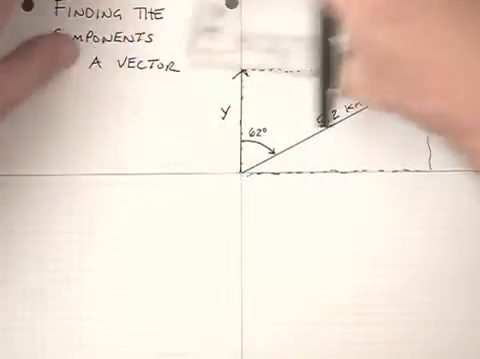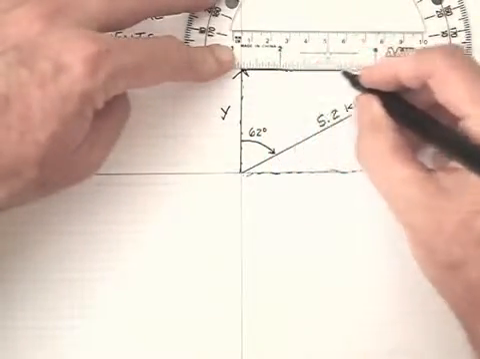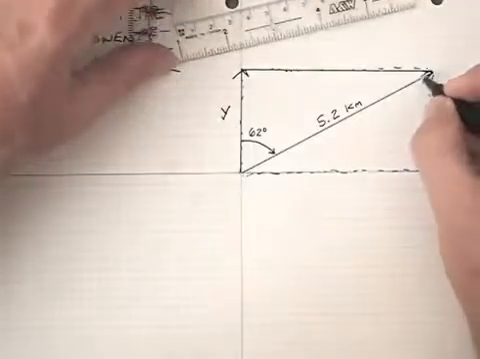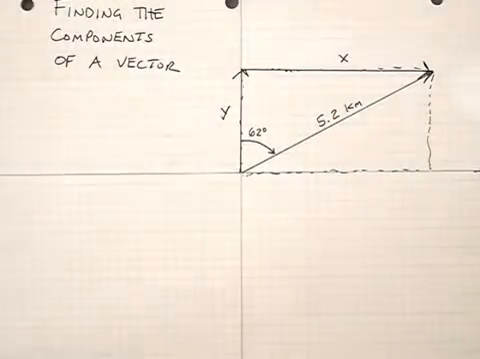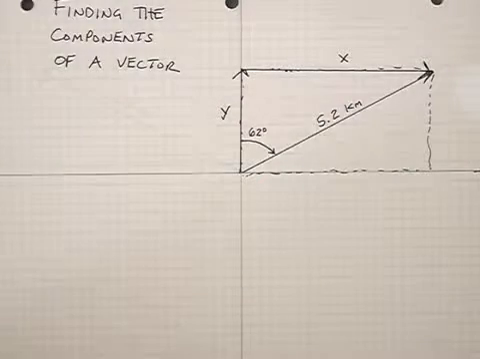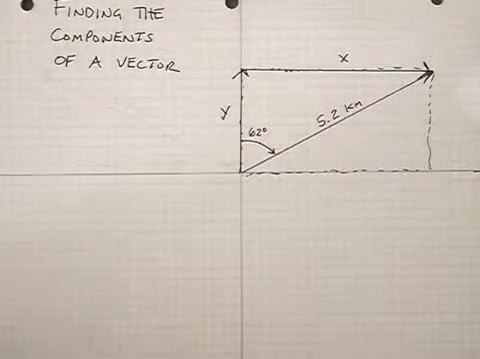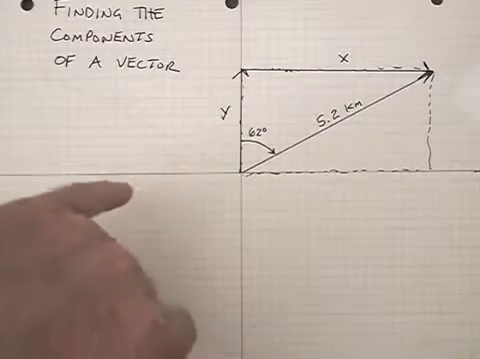And I'm going to have another side of a right triangle which is directed along, kind of parallel to, I should say, the positive x-axis. And I'll label that x. So now I have a right triangle, and I can use my basic right triangle trigonometry to calculate, I should say, the x and the y components.